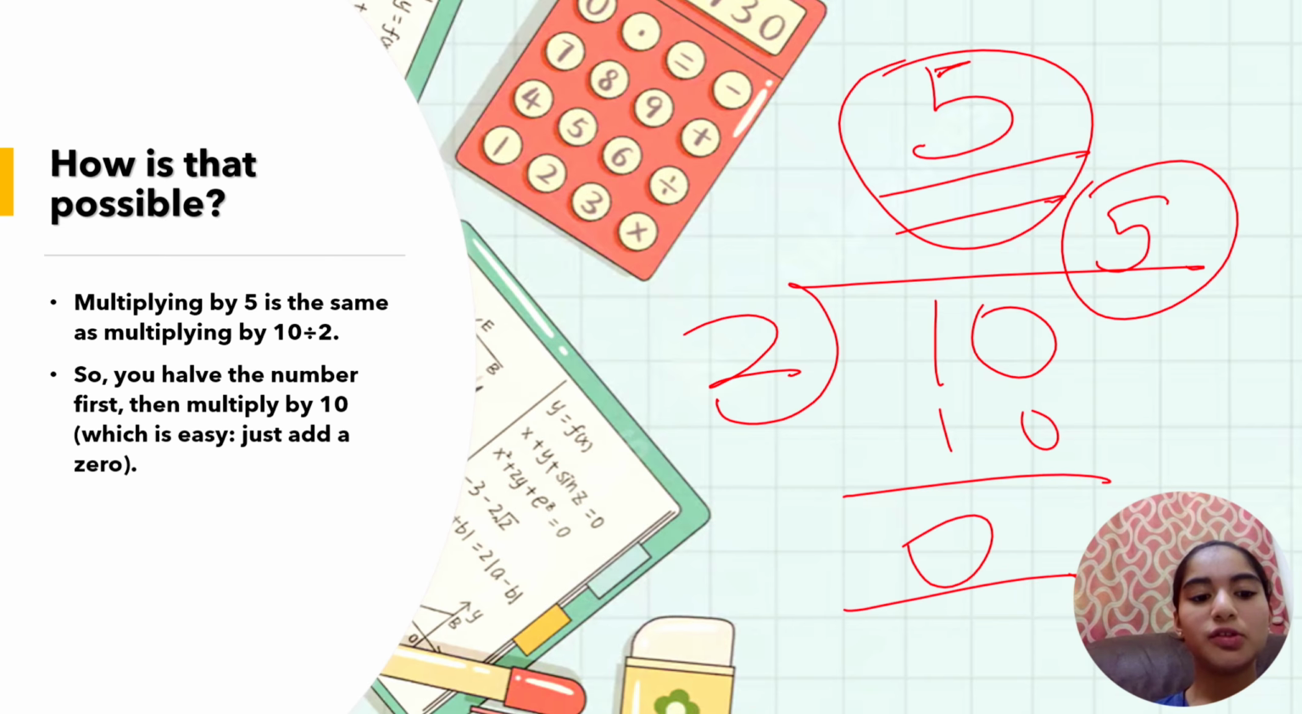So you have the number then multiplied by 10, which is just like adding a 0. So I have the number, I divide by 2 and then multiply by 10. So we're basically doing the same thing as multiplying by 5.